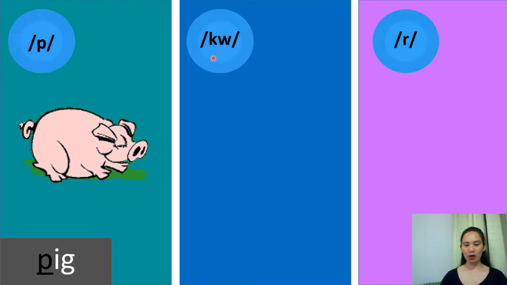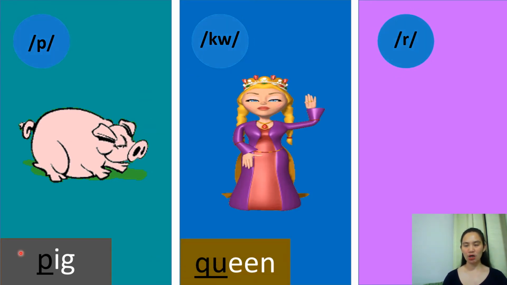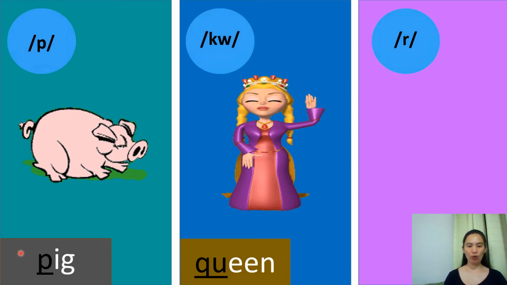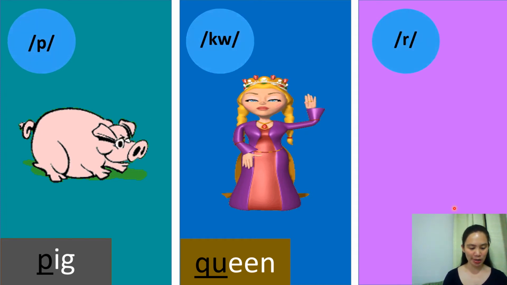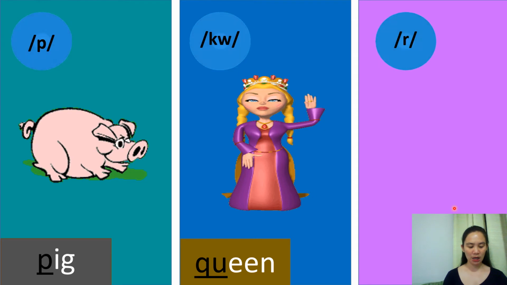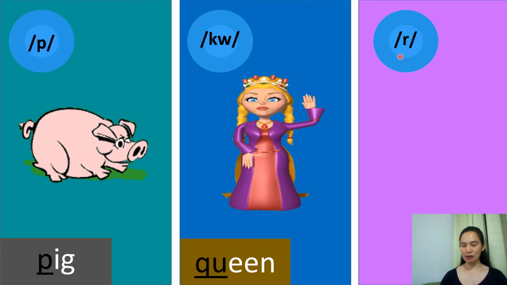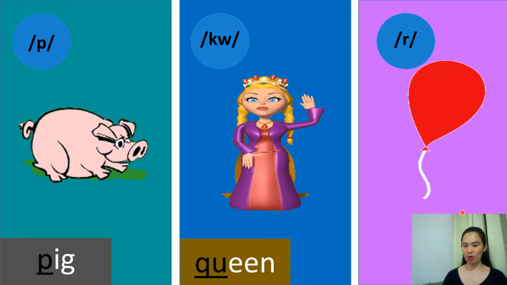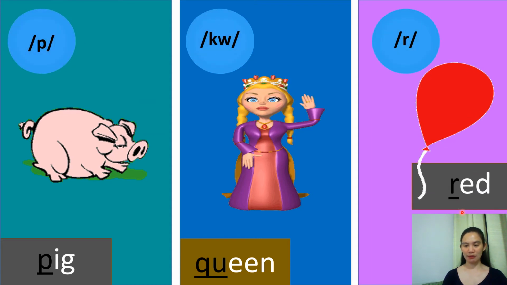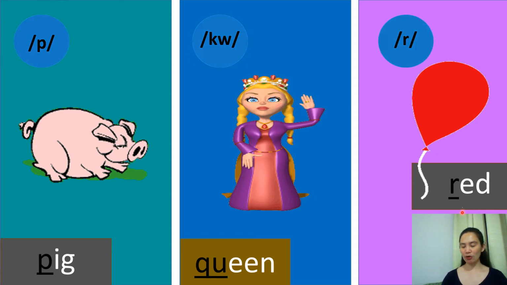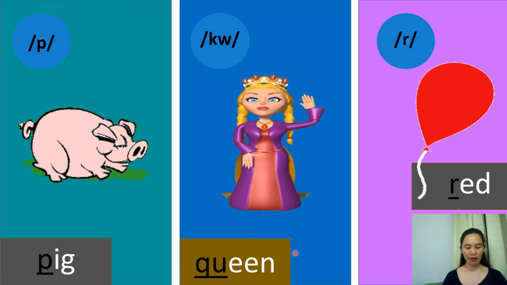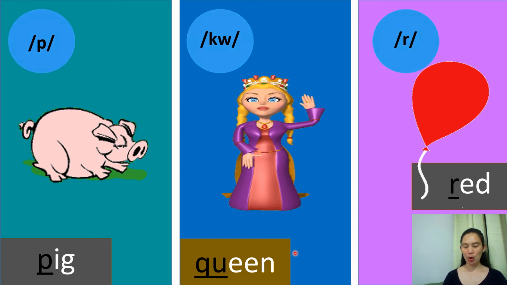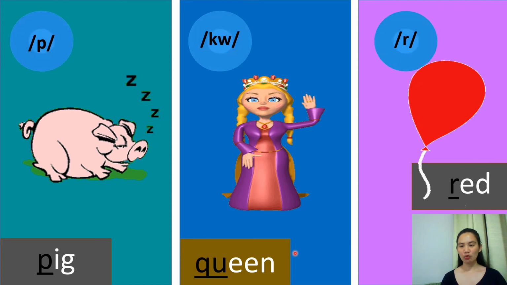For the sound of Q, we have the word queen. The QU in a word has the sound of Q and can also be heard in words like quick, quit, and quiet. Next symbol stands for the sound of R, we have the word red. The letter R has a sound of R and can also be heard in words like rat, road, and right.